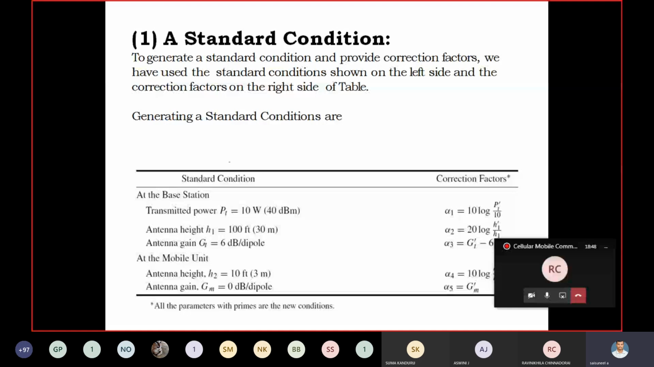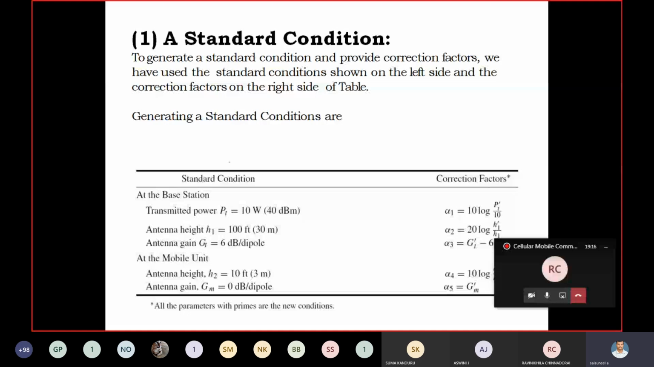The next one is antenna gain GM, which is equal to 0 dB per dipole. Alpha 5 is equal to GM dash. It's a standard condition, with correction factors. What are the correction factors? They depend upon power, height, and gains. Based upon these 3 parameters, we either increase or decrease, depending upon the geographical area.